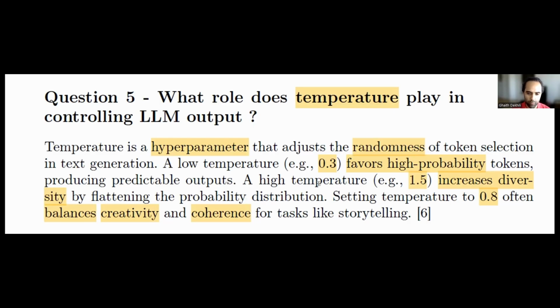A low value equal to 0.3 favors high probability tokens. It means tokens with high probability produce predictable outputs, and setting the value of temperature to 1.5 increases the model's diversity or creativity. It means that we give the model the chance to be creative in generating its output, telling it don't necessarily choose words with high probability. So the temperature value is generally set around 0.8 to balance creativity and coherence.